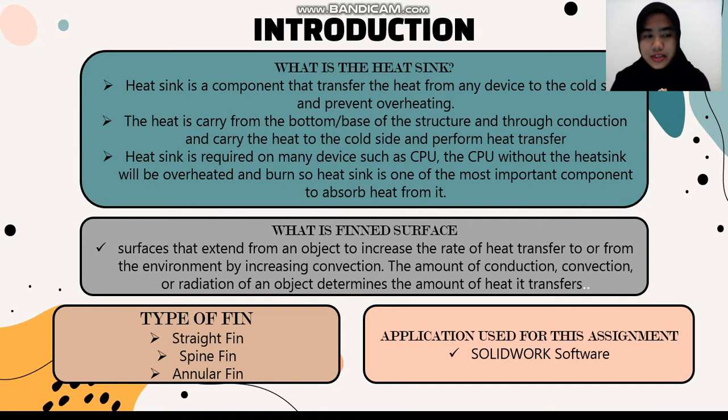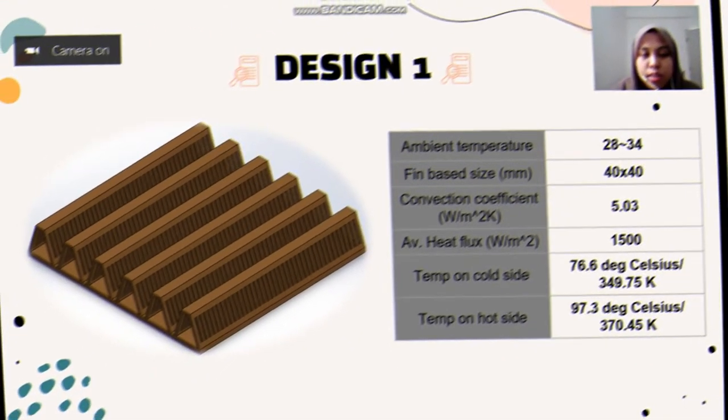What is thin surface? Thin surface is surface that extends from an object to increase the rate of heat transfer to or from the environment by increasing convection. The amount of conduction, convection or radiation of an object determines the amount of heat transfer. We have three types of fin. First is straight fin, second is pin fin, and third is annular fin. Application used for this assignment is SolidWorks software.